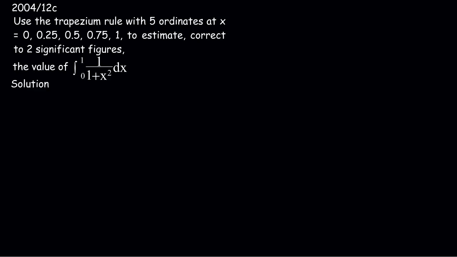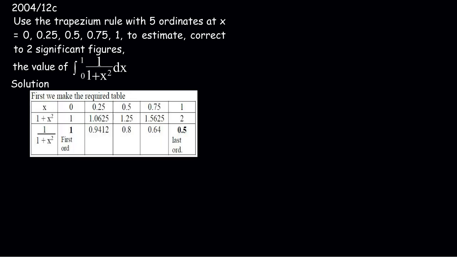We have another question from 2004 that states: use the trapezium rule with 5 ordinates at x equals 0, 0.25, 0.5, 0.75 and 1 to estimate, correct to two significant figures, the value of the integral of 1 divided by 1 plus x square dx from 1 to 0.